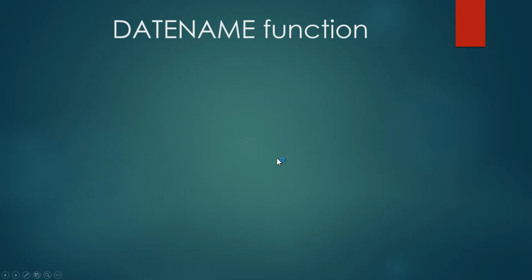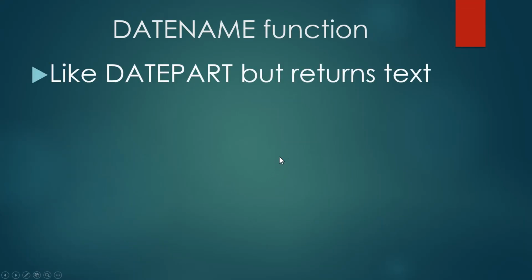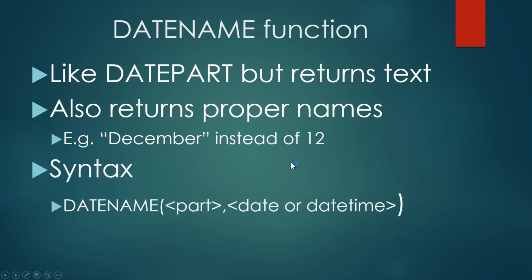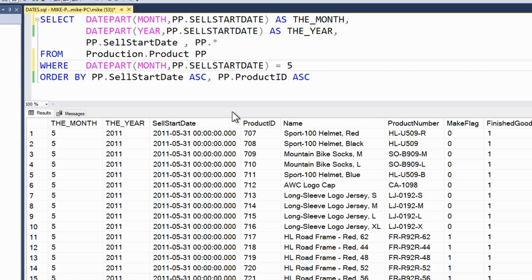So the date name function is pretty much identical to date part, but it returns text instead of a number. It can also return proper names, so if we request a month out of a date, it'll return the word December instead of the number 12. And the syntax is identical: the date name, the part that we're asking for, and the date. So let's go right ahead and use date name to extract the month name from the date.